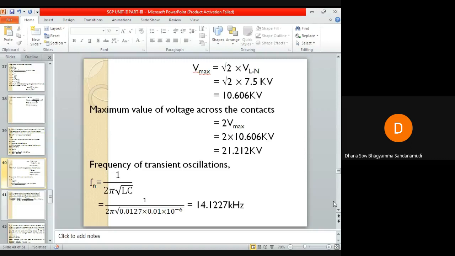Okay, so we have determined the maximum value of voltage across the circuit breaker contacts, and we have determined the frequency of transient oscillations. Only left over is the average value of rate of rise of striking voltage up to the first peak of the transient oscillation.